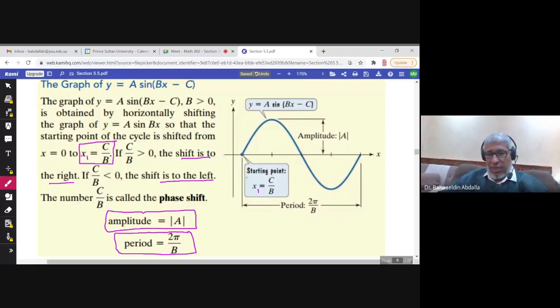And it doesn't have to be 0 in this case because there is a horizontal shift. So it could be something to the right of 0, something to the left of 0, and you continue as usual. You find period over 4, you add period over 4 to each x, and then you find the y values, and then you graph sine x.